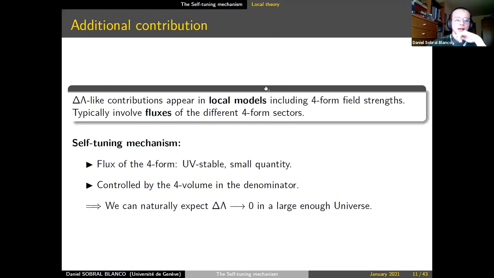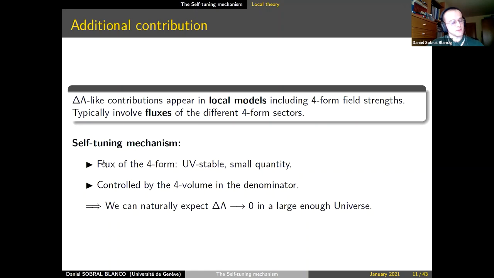What we should mention about the delta lambda contributions is that they will always appear in every local model that includes this kind of three-form field strength, and this delta lambda will always be some ratio of fluxes of the different four-form sectors. In our case, since we only have one form sector, this ratio is given by the flux of this three-form across the boundary and the four-volume of the manifold, which is very interesting and quite simple.